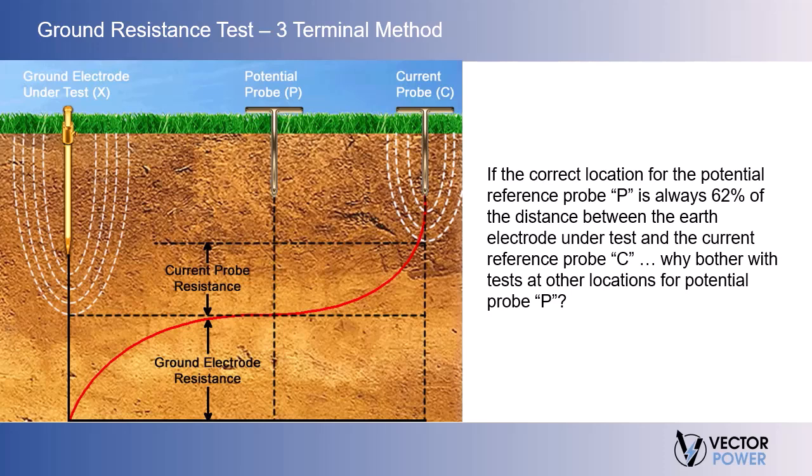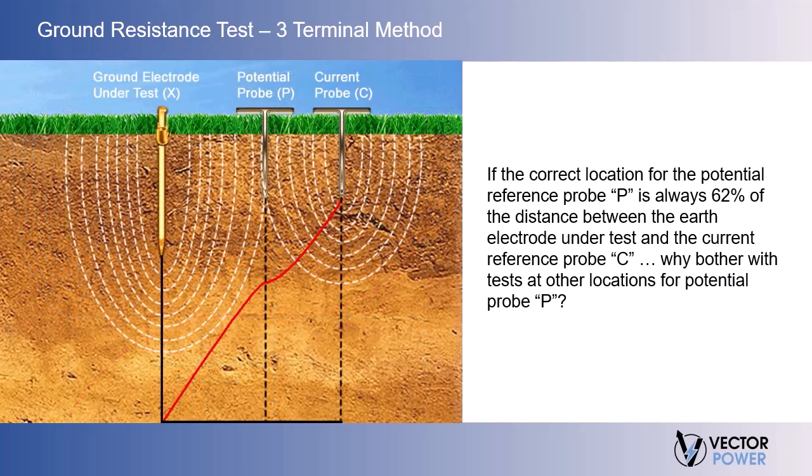Now you may ask, if the correct location for the potential reference probe P is always 62% of the distance between the earth electrode under test and the current reference probe C, why bother with tests at other locations for potential probe P? Why not just drive the potential probe in at the 62% point and assume that the measured resistance is the correct earth resistance? Well, the following should help answer this question.